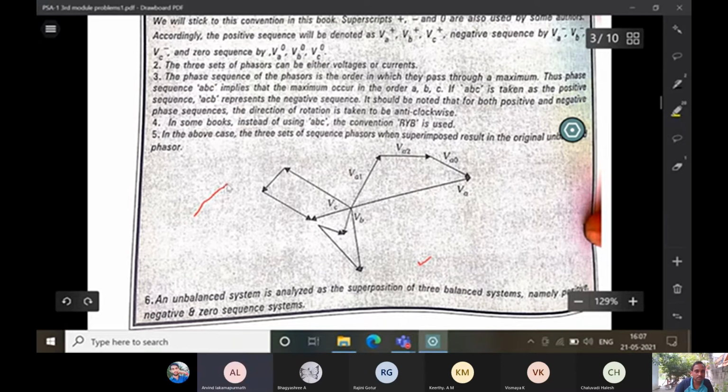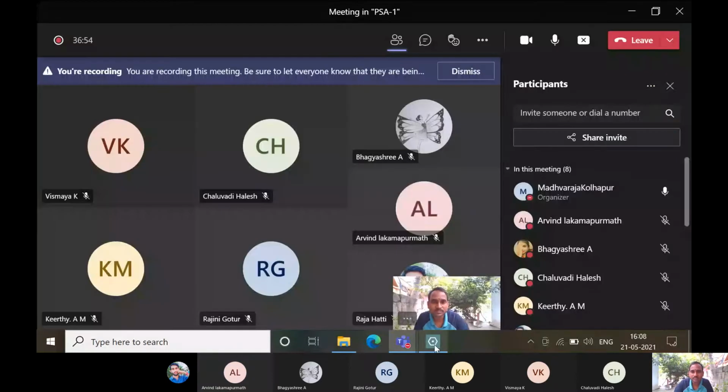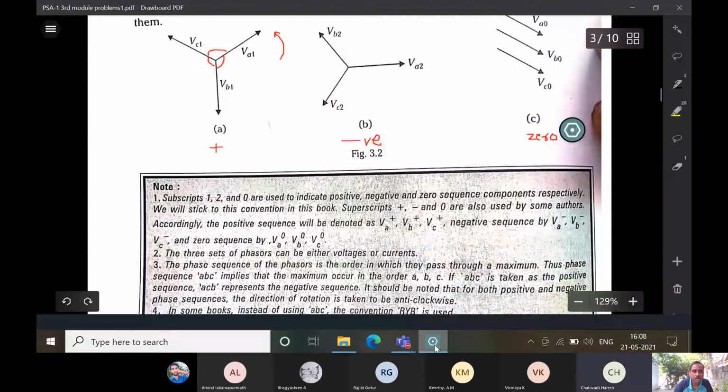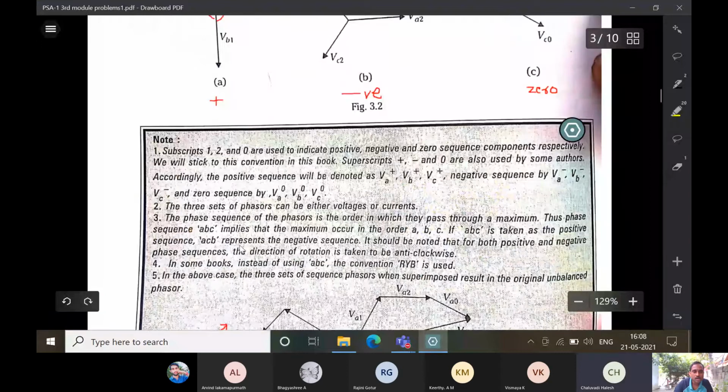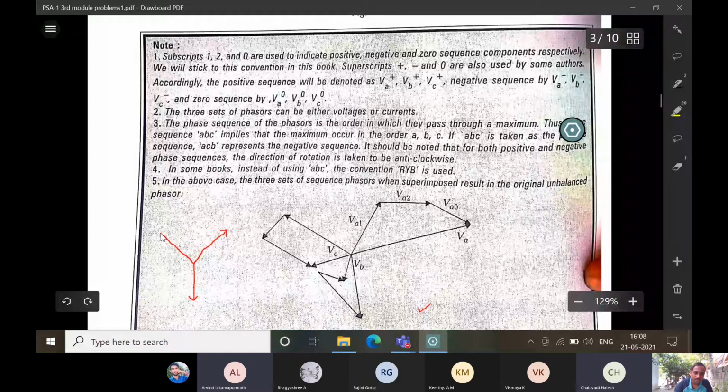Excuse me, sir, I think the screen is not shared. Screen is shared. Halesh, is it visible? Yes, sir, visible. Arvind, it is a problem from your side. Rejoin once again, Arvind. Okay, sir. You will get it.